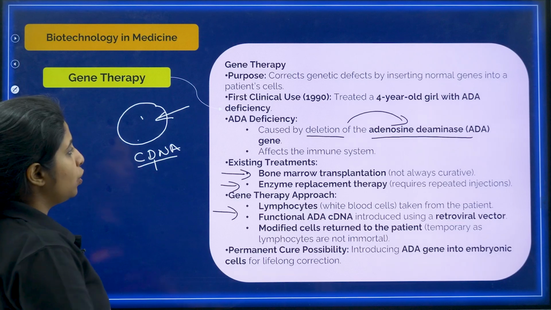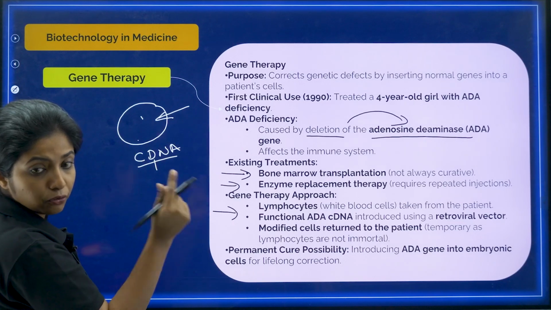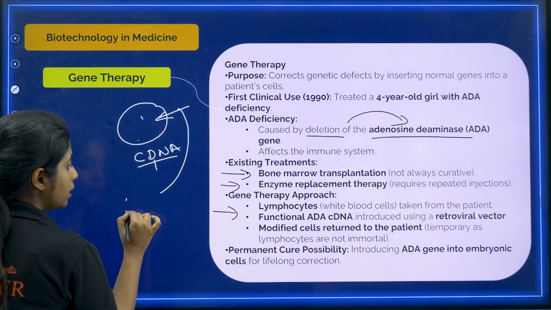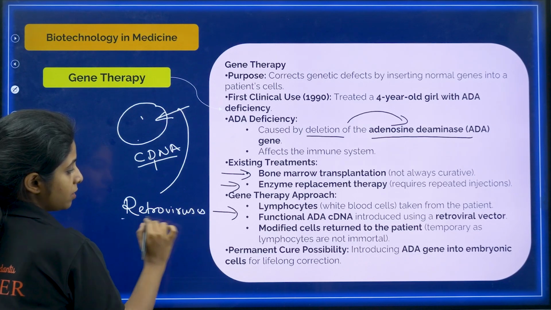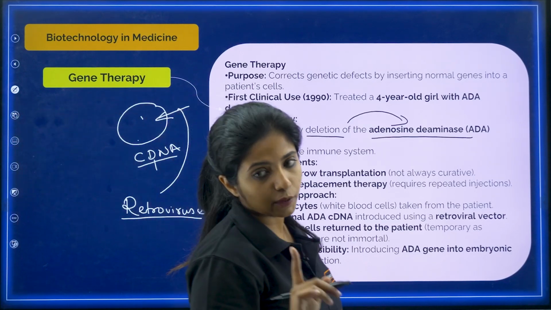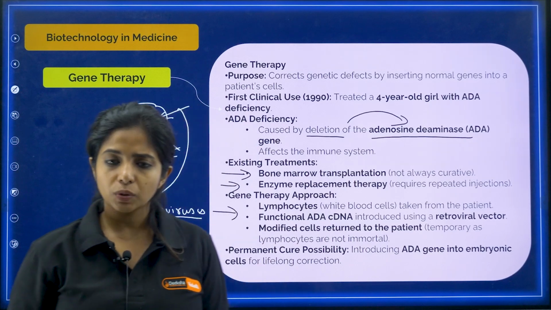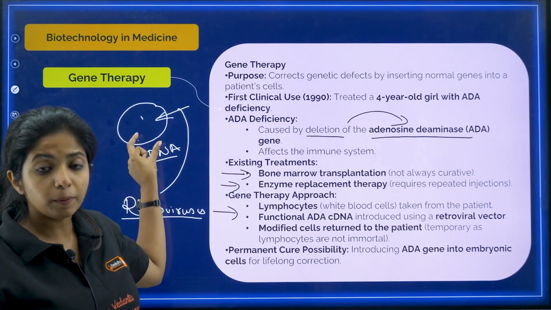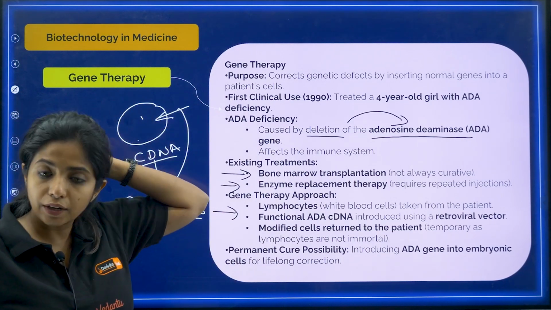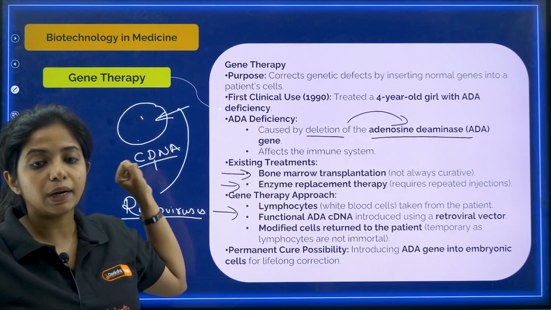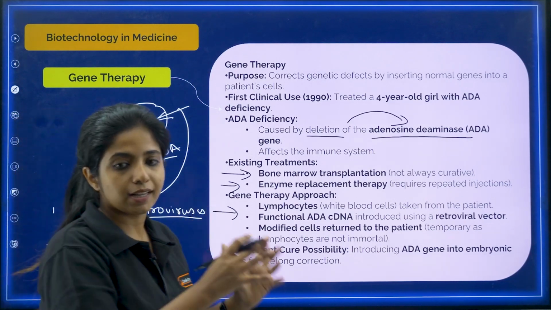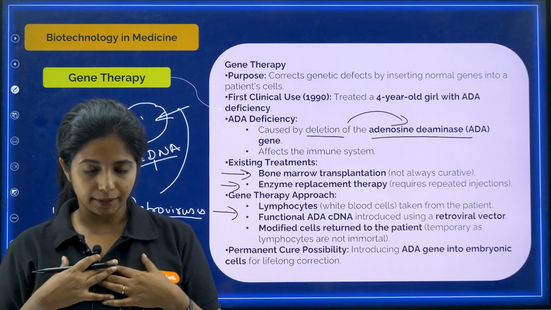Is it put in directly? No. Whenever you want to put something in an animal cell, you need a vector, and here the vector is retrovirus. In animal cells, it is always retrovirus. In plant cells, it is Agrobacterium tumefaciens. So with the vector, you introduce complementary DNA that codes for adenosine deaminase. Now this particular cell will have the efficiency to produce adenosine deaminase. Then these cells are taken back and put into my body.